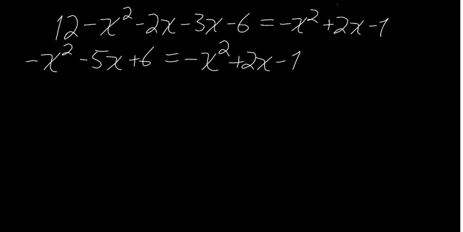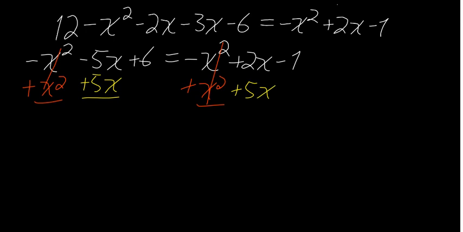Alrighty. So anyways, now we're going to put things off to one side. Looking right away, we have the negative x squareds. Well, if I add x squared to both sides, they end up canceling, right? I like to have the coefficient on my variables be positive. You don't have to, but I like to. So what I'm going to do is add 5x over here, add 5x over here. So we have a 7x.